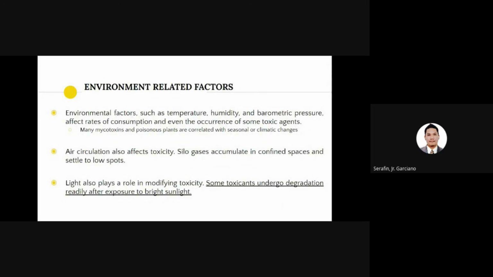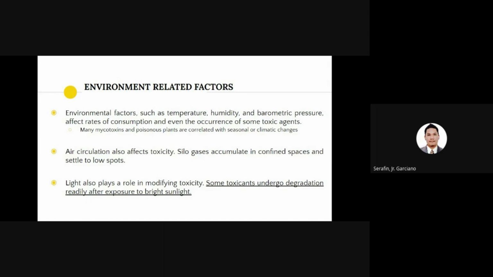In environmental-related factors, especially temperature, humidity, and barometric pressure, these affect the rate, composition, and even the occurrence of some toxic agents. Many mycotoxins and poisonous plants are correlated with seasonal or climatic change. One example of this is the ischemic effect of ergot poisoning, which is more often observed during the winter cold, and plant nitrate levels are also affected by rainfall amounts.